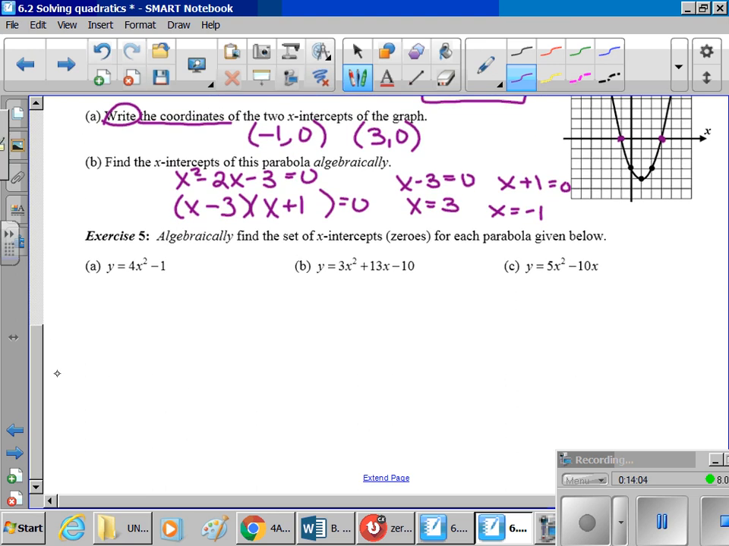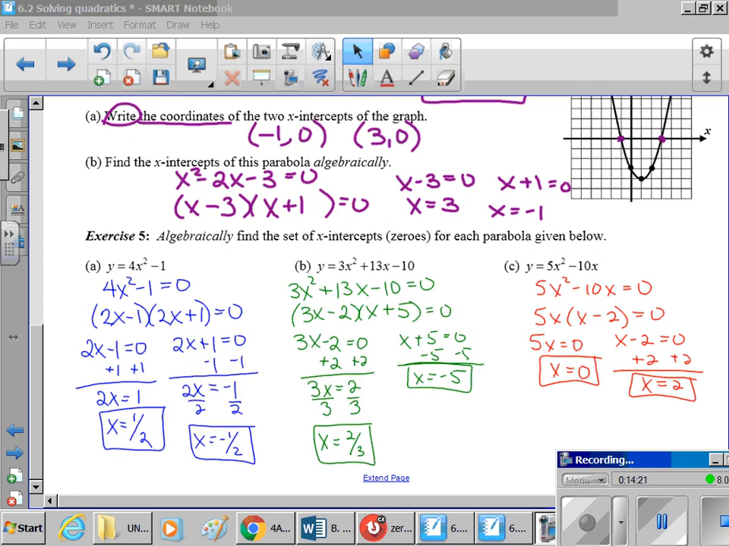So the last one is exercise 5. Algebraically, find the set of x-intercepts, or the zeros, for each of the parabolas given below. So why don't you pause this and try doing this on your own, and then I'll show the answers, okay? There we go. So why don't you take a minute, compare your answers to these answers, and if you have any questions, bring them into class next time.